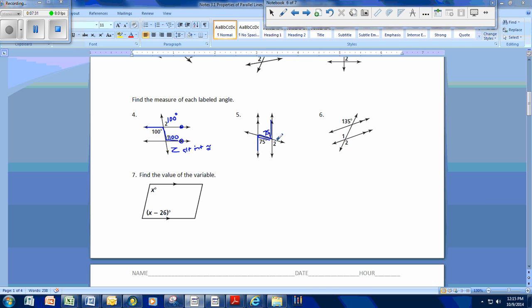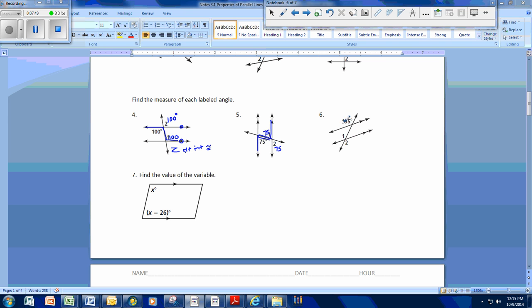Now to get angle 2, we can look at it two ways. It's vertical with that angle 1, so I know it's 75. Or we can look and see that it makes a letter F with that given 75. So those are corresponding, which are also congruent.